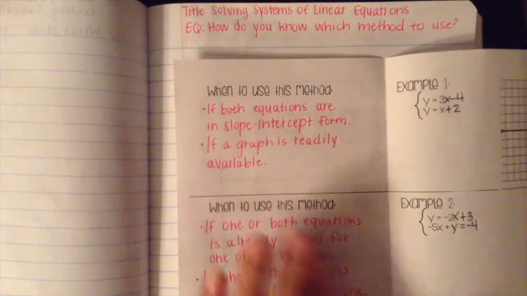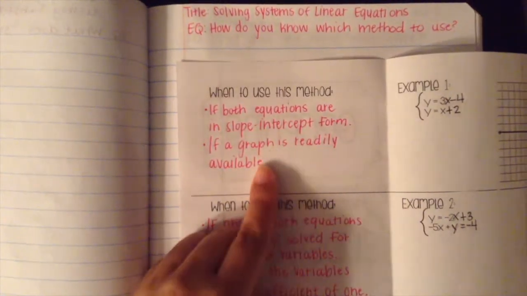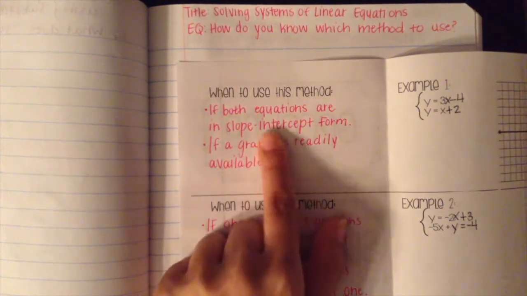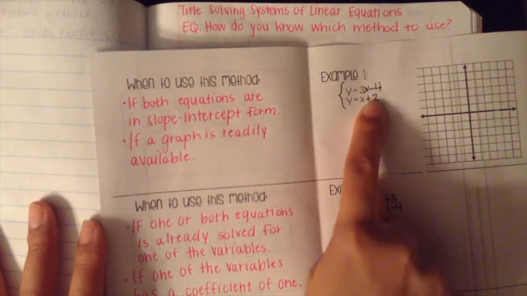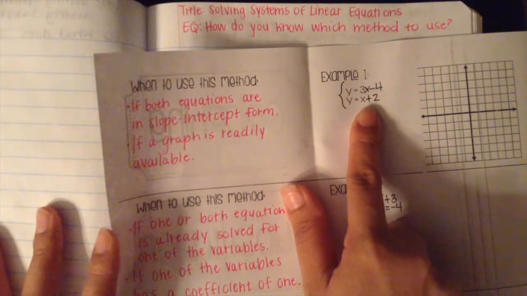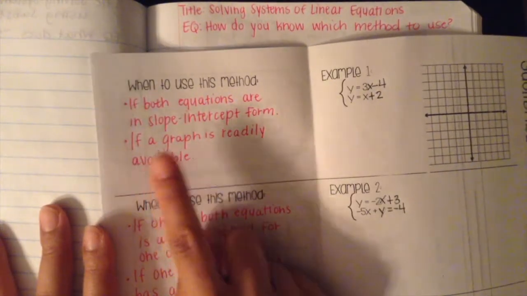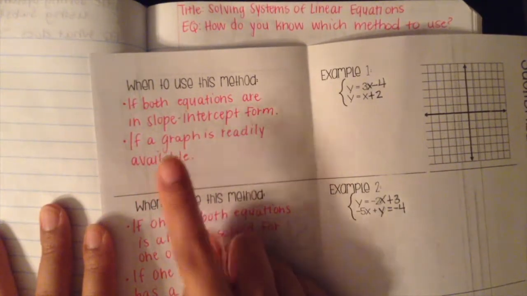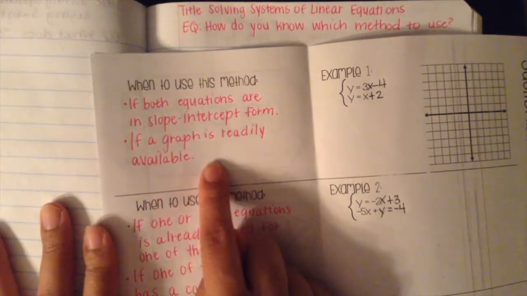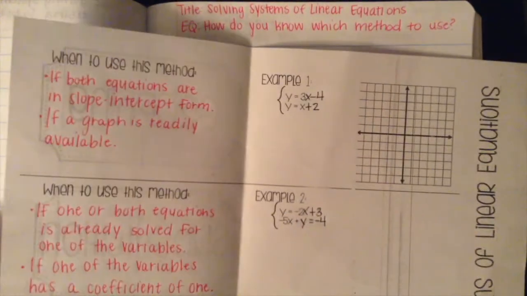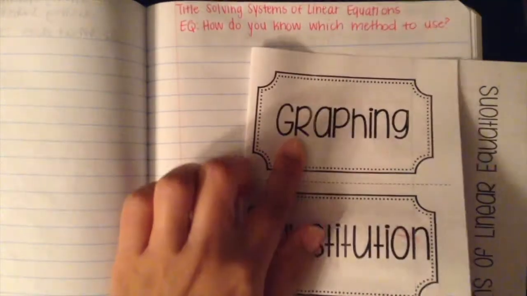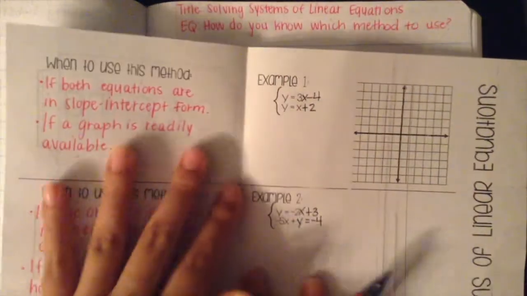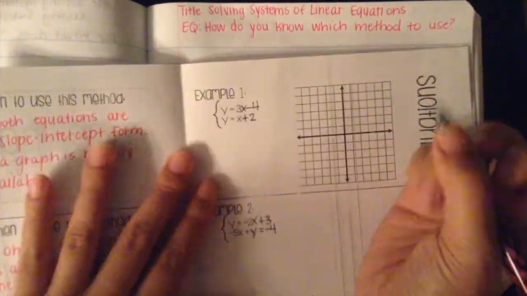So this is the graphing part, and it says when to use this method. If both equations are in slope-intercept form, which is y equals mx plus b, and yours might have been cut off like mine, so please go over that with your pencil. And also use it if a graph is readily available. That means if they give you a graph, they're most likely telling you that you need to use the graphing method, obviously. So let's go ahead and graph it.